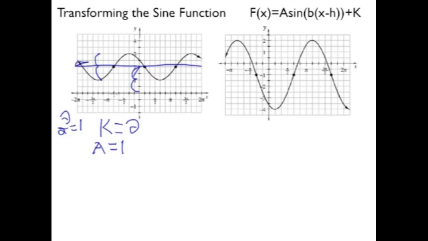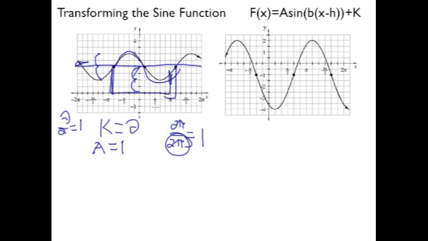Now, to find the period, we just need to look at one cycle of the sine. So as you can see here, it's 2 pi. So that means we don't need to change anything because to find period, remember I said, it would be 2 pi over 2 pi, and that's equal to 1.